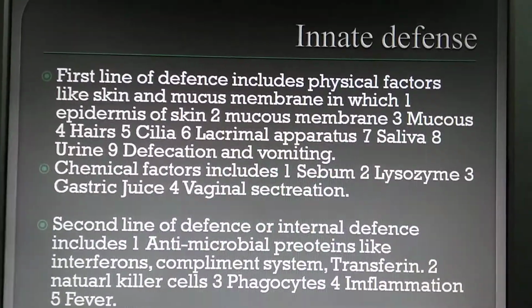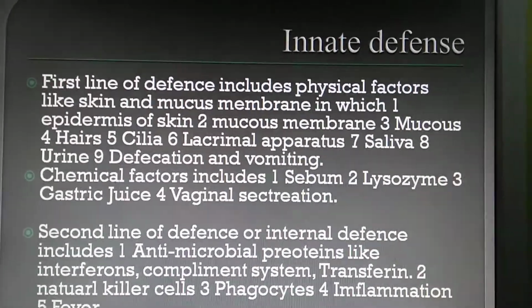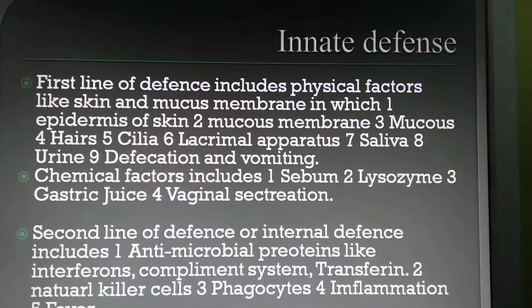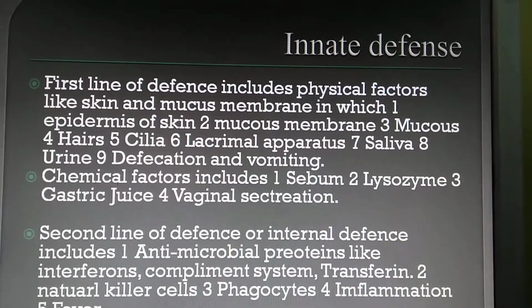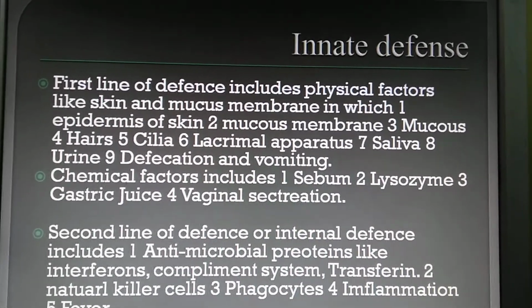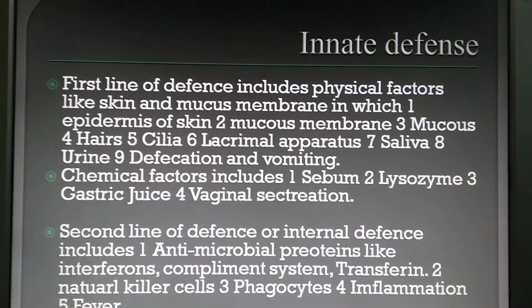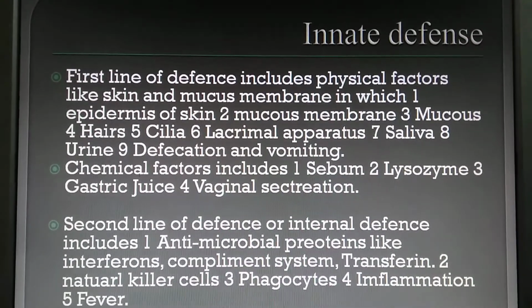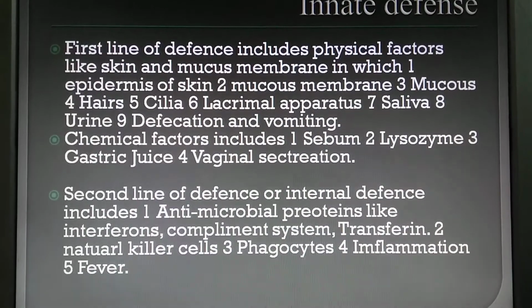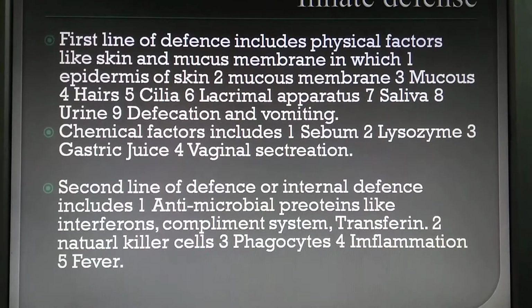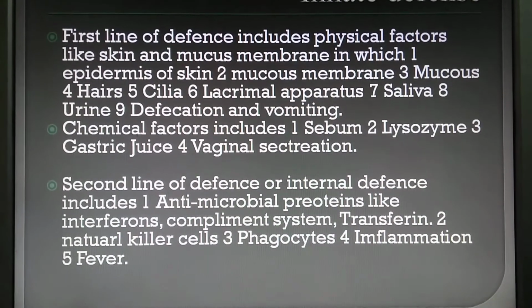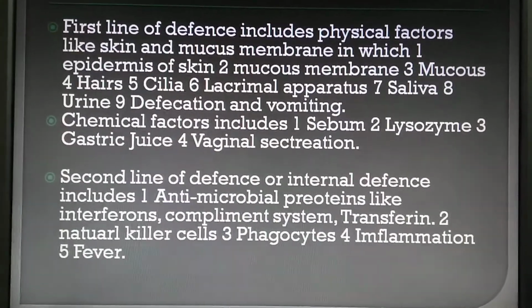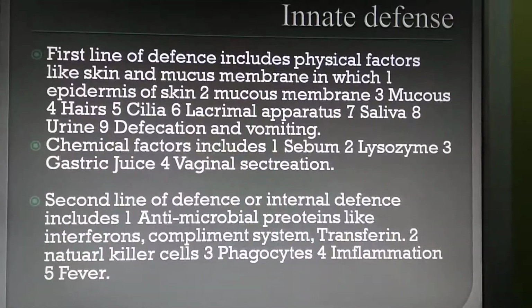The first line of defense includes physical factors like skin and mucous membrane, in which we have the epidermis of the skin, mucous membrane, mucus, hairs, cilia, lacrimal apparatus, saliva, urine, defecation and vomiting. Chemical factors include sebum, lysozyme, gastric juice and vaginal secretions. The second line of defense, or internal defense, includes antimicrobial proteins like interferon, complement system, transferrin, and natural killer cells, phagocytes, inflammation, and fever.